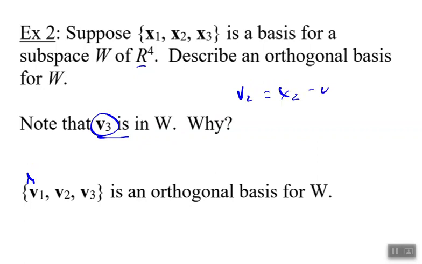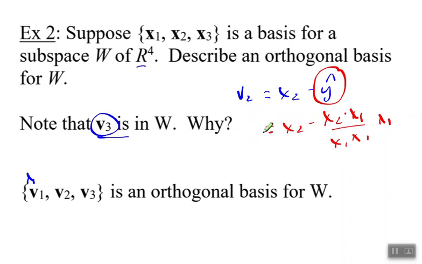x2 minus y hat. How do we find y hat? That is something that's going to appear again and again. We took the dot product of those two vectors. We can call that x1. That never really changes. x1, x1, x1, and then x1. So now we have vector 2, which is described as that one, right?